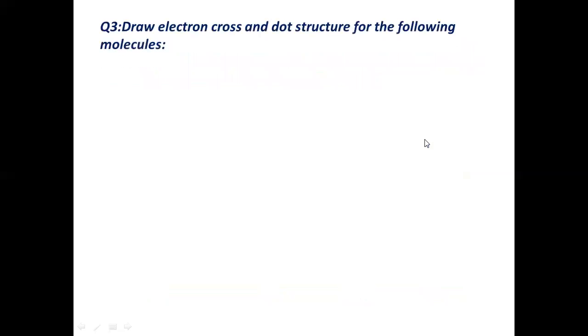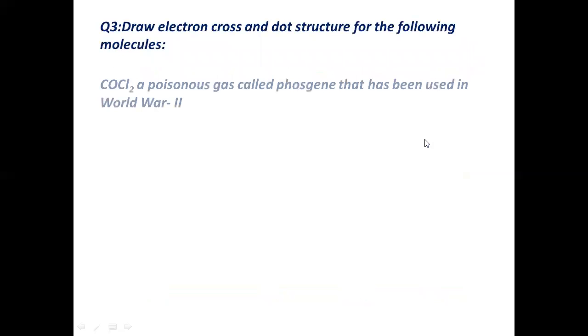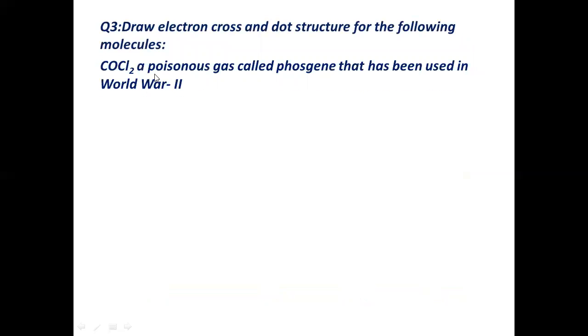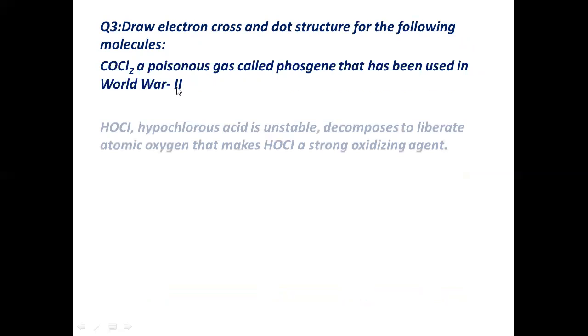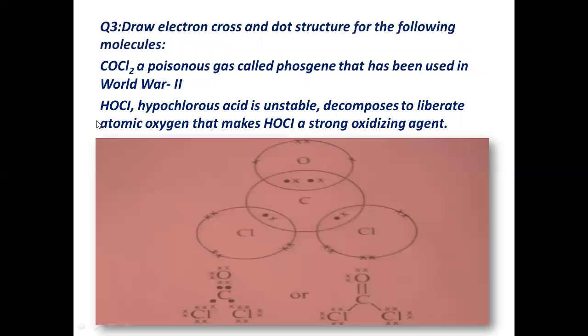Draw electron dot and cross structure for the following molecule. The first one is carbonyl chloride, which is a poisonous gas and it is also called phosgene. And this gas has been used in World War II as a weapon. And we also have to draw hypochlorous acid, which is unstable and decomposes to liberate atomic oxygen that makes hypochlorous acid a strong oxidizing agent.